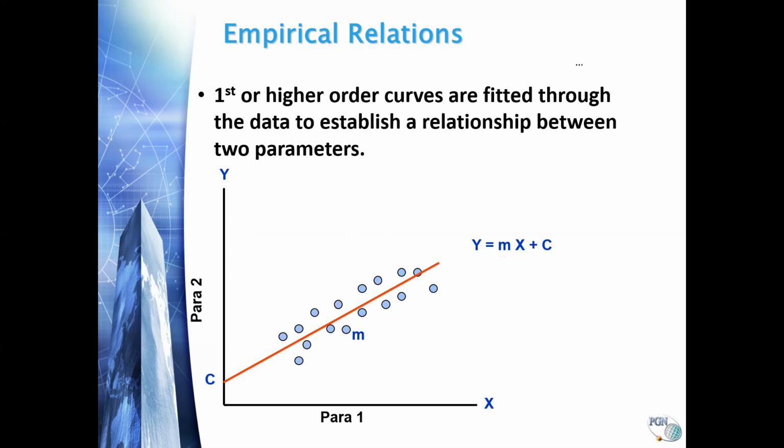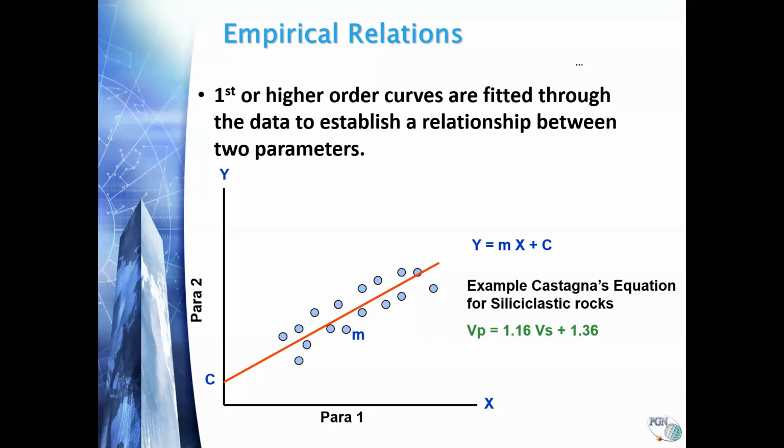So in a similar way, Castagna derived his equation. He took a lot of samples for siliciclastic rocks, and he computed the p-wave velocities and shear wave velocities, cross-plotted them, and computed a regression equation. And so that was this equation.